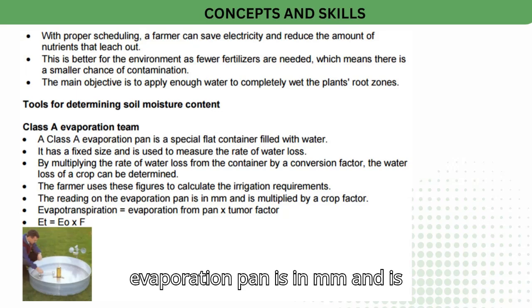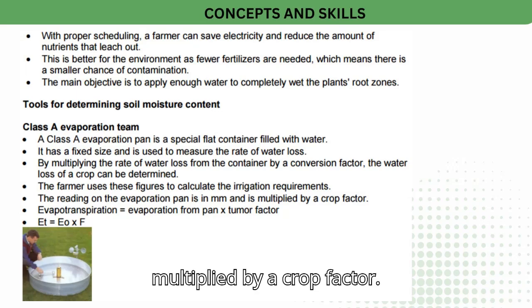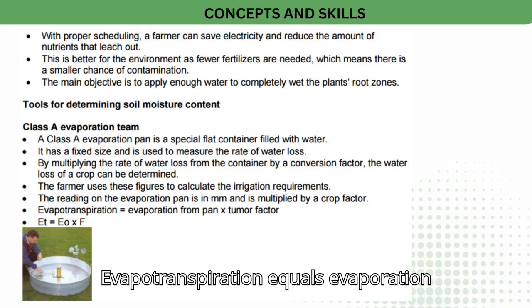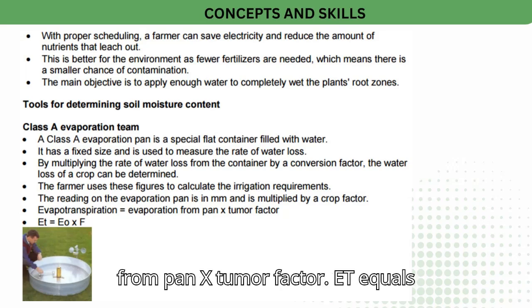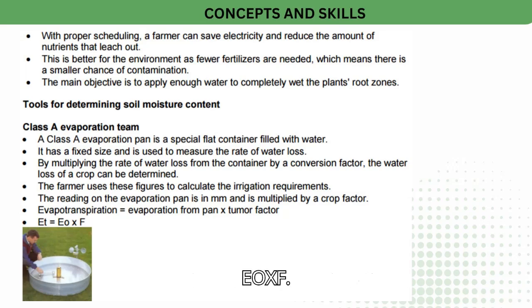The reading on the evaporation pan is in mm and is multiplied by a crop factor. Evapotranspiration equals evaporation from pan times crop factor. ET equals E times F.